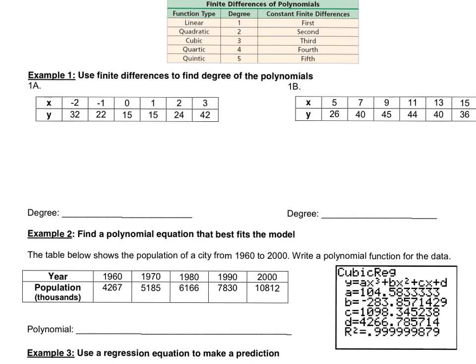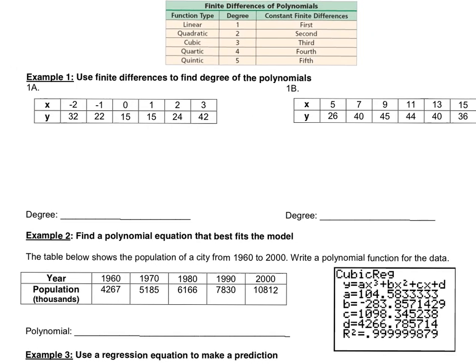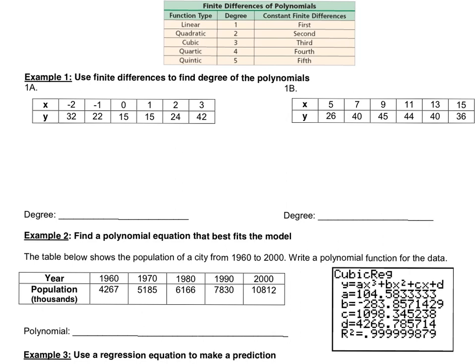In order to tell the degree of a polynomial, in other words, if it is linear, quadratic, cubic, quartic, or quintic, we just need to figure out the finite differences in the x and y values. First, let's check to make sure that the x values are all evenly spaced out. So how far is it between each of those numbers? It looks like it's going up by 1 each time. So the x's are all even, and now let's check the y's.